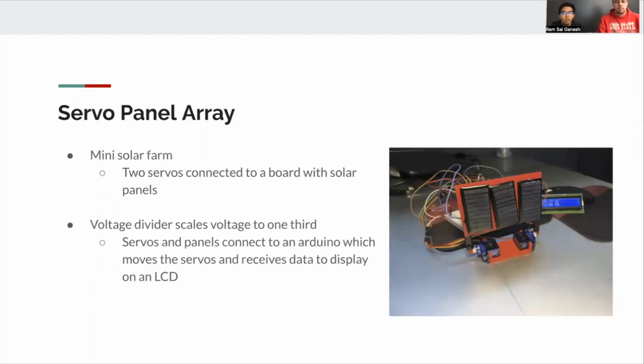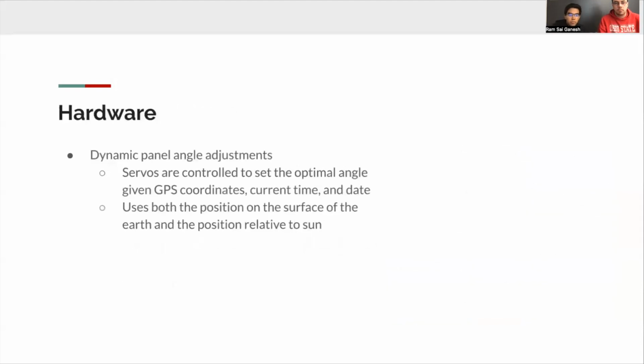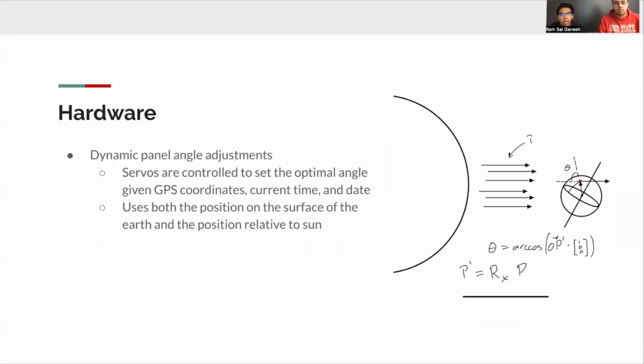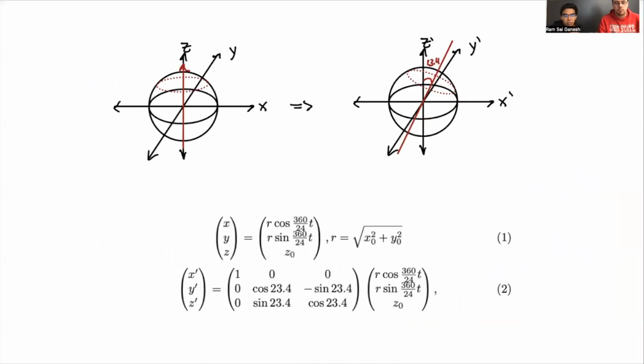For our hardware, we used a mini solar farm, which involved 3 solar panels attached to a servo. This servo moved based on the angles that we provided. And the angles were provided by making some trigonometric calculations to determine at what angle the sunlight hits, and then based off that, providing the ideal angle for the solar panel. And this is some linear algebra we use to account for the Earth's tilt.